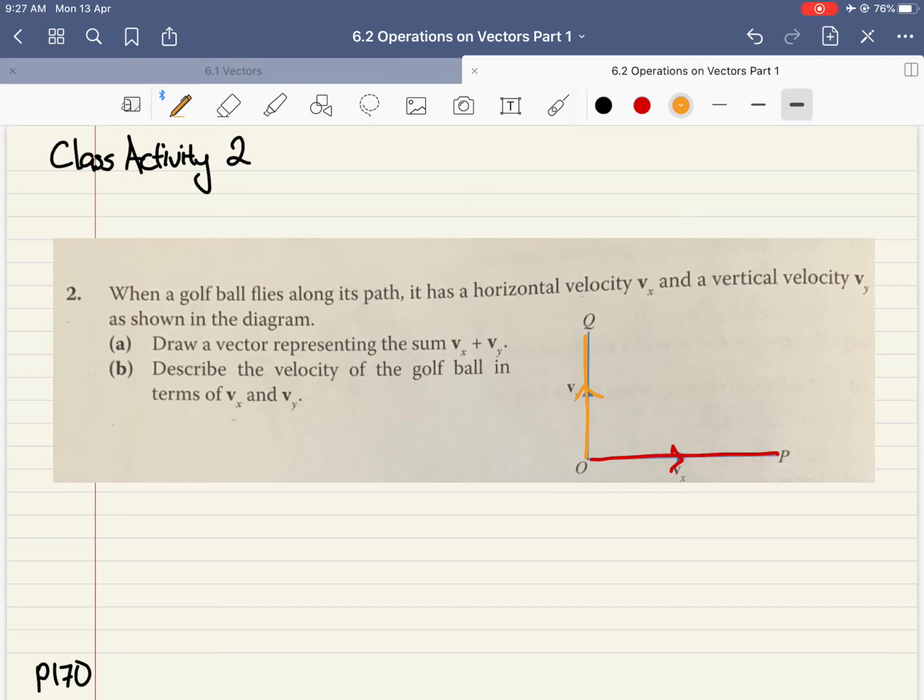However, if I were to draw a vector representing Vx plus Vy, what I can do here is this. In red color, I have Vx, which is this. Then in orange color, I have Vy. Why don't you take a short moment now and go and think about it.